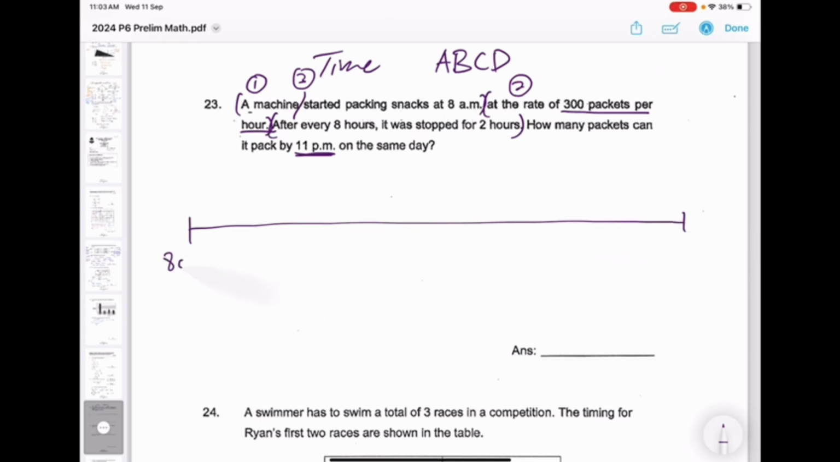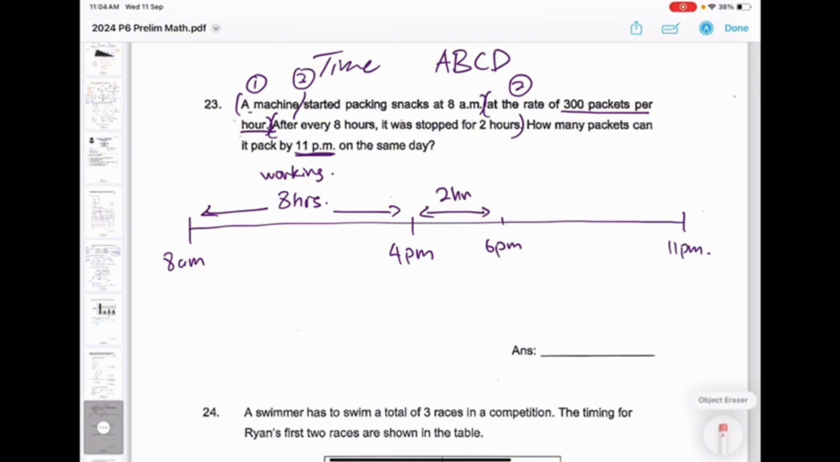What I want to do now is to draw my timeline. Starting at 8 a.m., ending at 11 p.m. Sentence number 3 says that after every 8 hours, it was stopped for 2 hours. So I want to find the first 8 hours first. From 8 a.m., adding 8 hours would give me 4 p.m. In these 8 hours, it is working, which I'm going to write at the top. But for the next 2 hours until 6 p.m., it is taking a break, right? It's not working, so I'm going to put break over here.